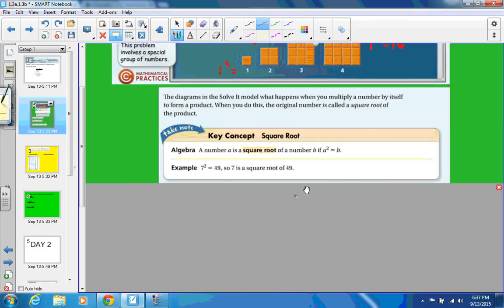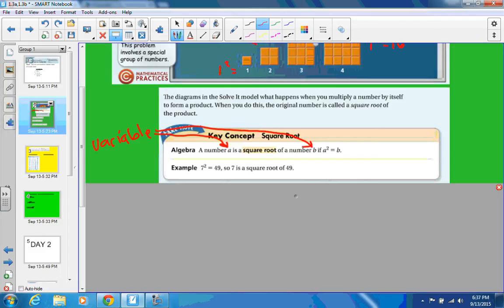A number A, that's just a variable. When I say a number A, that's just any number. We don't know what it is right now. We're just saying any number, but we're using the variable A. Is the square root of a number B, so there's another variable, if A squared equals B. So let's look at an example. What does that actually mean? It's kind of confusing to me. Might be confusing to you as well.